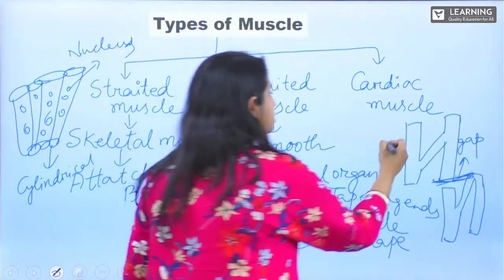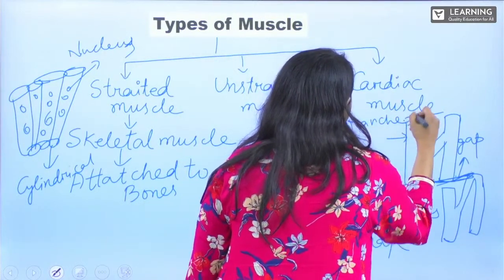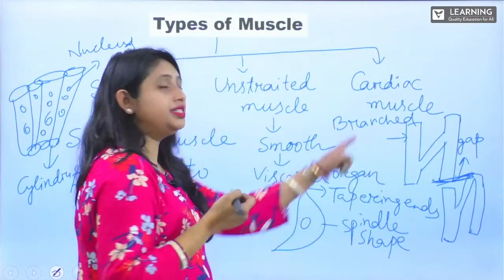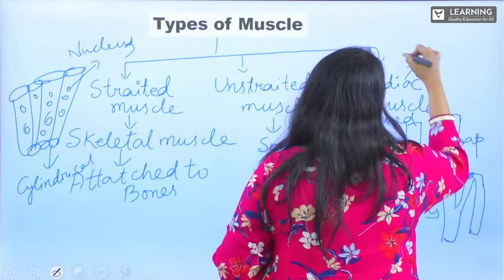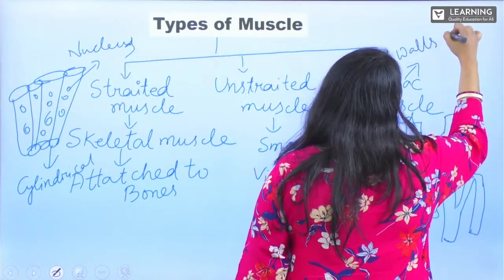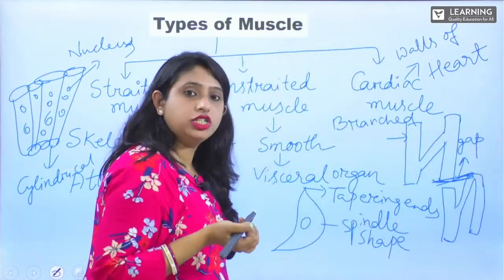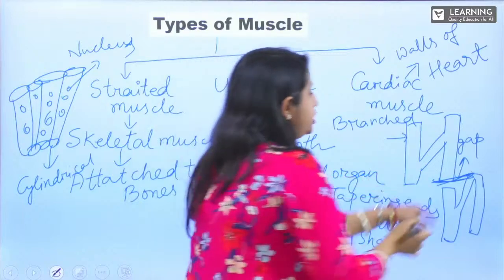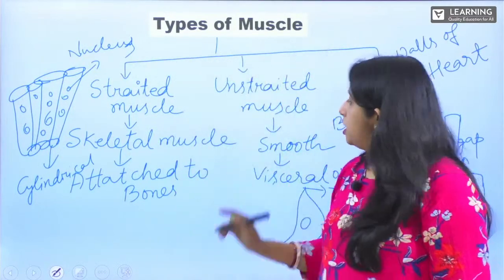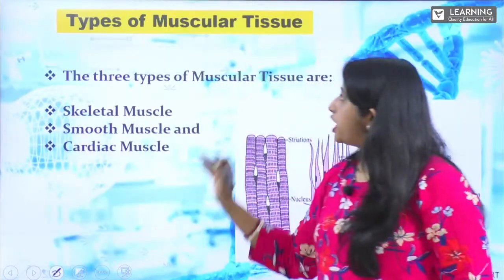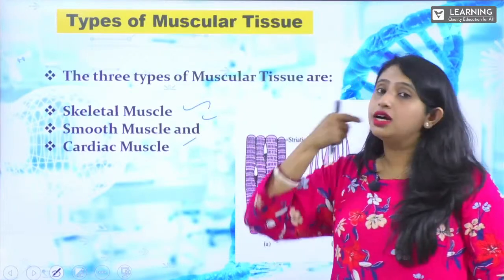So the cardiac muscles are branched. And where is the cardiac muscle present? It is present in the walls of our heart. It provides protection to the heart. And it is joined with the help of gap junction. We'll discuss it in detail. So now let us see the types of muscle. As you can see, skeletal muscle, smooth muscle, and the cardiac muscle.